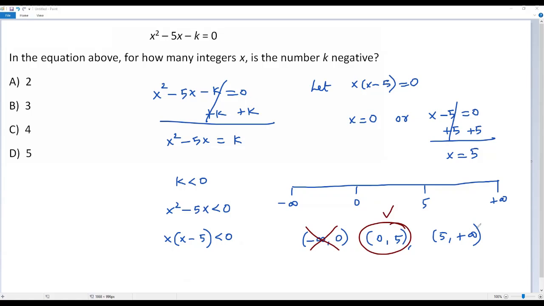Okay, now let me take a random value in the third interval, that is, a random value between 5 and positive infinity, that is 6. When I plug in x = 6, I'm getting 6 times (6 − 5). 6 − 5 is just 1. So clearly it's a positive value less than 0. It's not true, it's false. So the third interval does not satisfy this inequality. We can reject the third interval. So only the middle interval, 0 comma 5, satisfies this inequality.